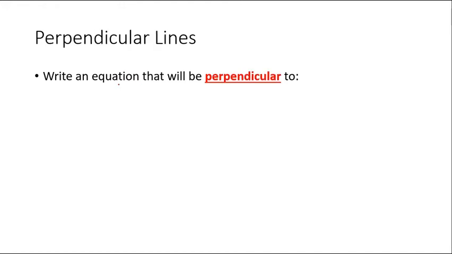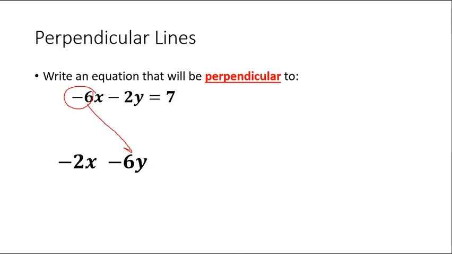Okay, now perpendicular lines. So again, we're going to write an equation that will be perpendicular to negative 6x minus 2y equals 7. So what you want to do here is just swap the values. So the negative 6x goes to the back with the y. The negative 2, it was with the y first, but now it goes with the x. And again, that last number, we just change it to something else. Here I put it as a 10. Okay, so perpendicular, they just swap.